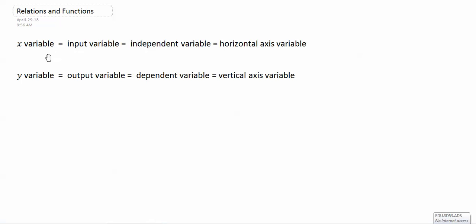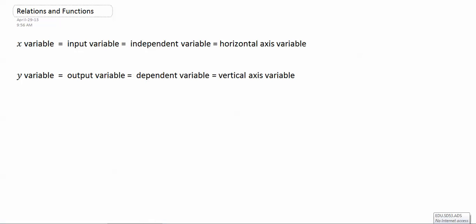So make sure that you understand the connection between these vocabulary words, because during these videos and during your homework and assignments, we're going to be using these terms interchangeably. We're going to be using some more than others, but you want to make sure that you're clear on the understanding and definitions of each.